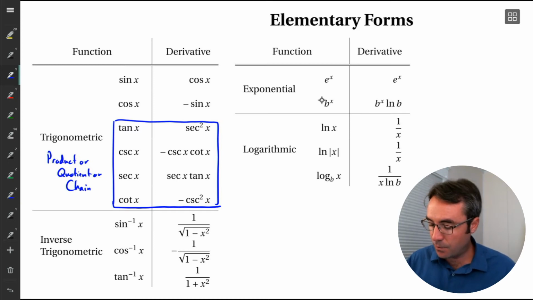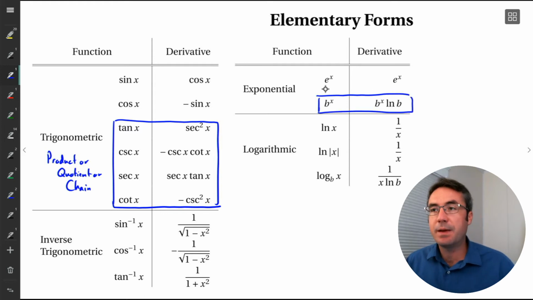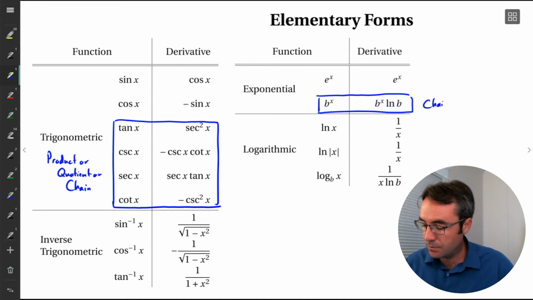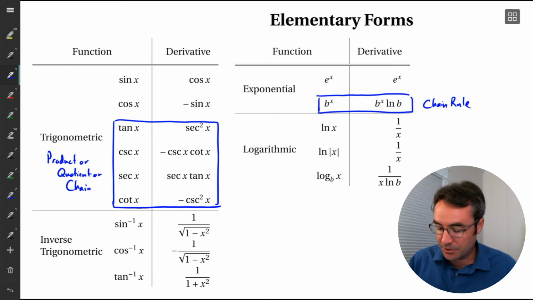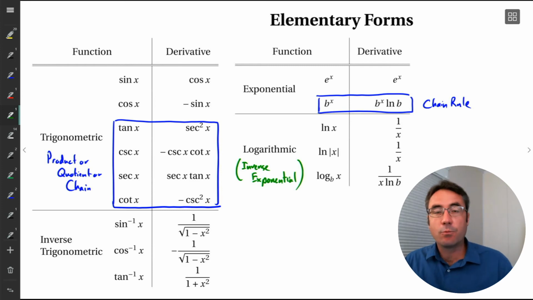And then same thing for the general exponential function, b raised to the power x. We'll be able to prove that using what we know about e to the x, and we're going to use chain rule for that. And then our inverse functions, so our inverse trig functions and our log functions, which are technically inverse exponential functions, if you want to get all technical here. We're going to be able to prove all of these using implicit differentiation.